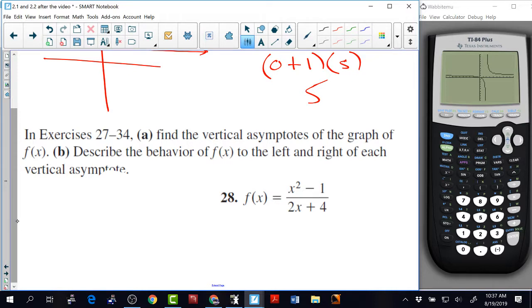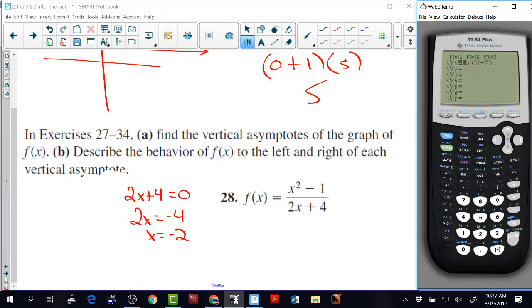Find the vertical asymptotes of the graph of f of x. Describe the behavior of f of x to the left and the right of each vertical asymptote. Well, I don't need a graph to know what it is. As a matter of fact, I would just do this in my head, and you can too. But there's a vertical asymptote at negative 2. That's what makes the denominator 0. So let's graph it and see what's happening to the left and the right of that asymptote. x squared minus 1 divided by 2x plus 4. Graph.